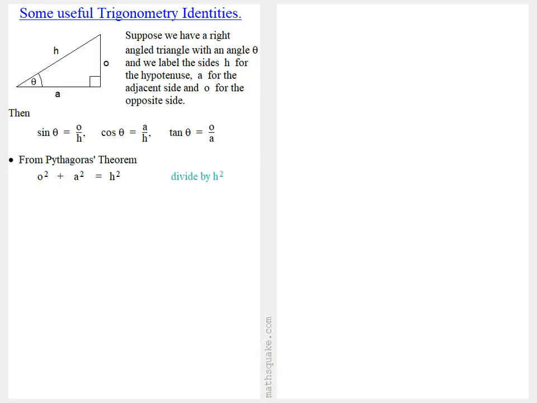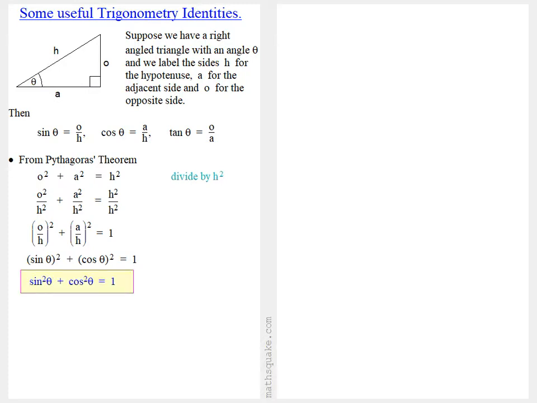And we can divide all the way through by h squared. Now that gives us o squared over h squared plus a squared over h squared equals h squared over h squared. And that can be written as o over h all squared plus a over h all squared equals 1. Now o over h is sine theta. So we've got sine theta squared plus cos theta all squared equals 1. And we write that sine squared theta plus cos squared theta is equal to 1. Now this is a very useful trigonometric identity.